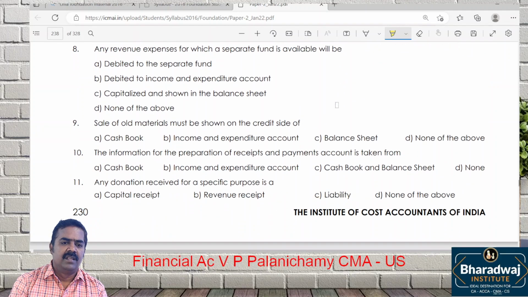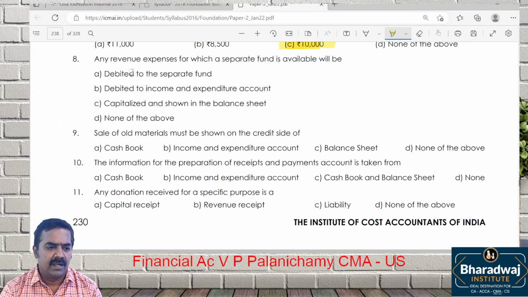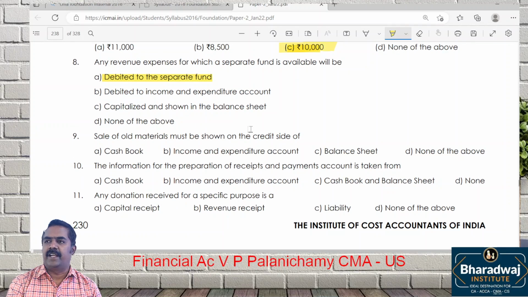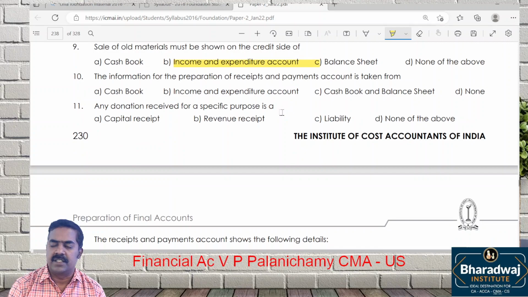Then revenue expenses for a separate fund available will be debited to the separate fund. Separate fund maintain பண்ணா, if there is any expense for that fund, you will adjust with that fund. Sale of old medicines, it's an income. Sale of old newspaper, old materials is an income.